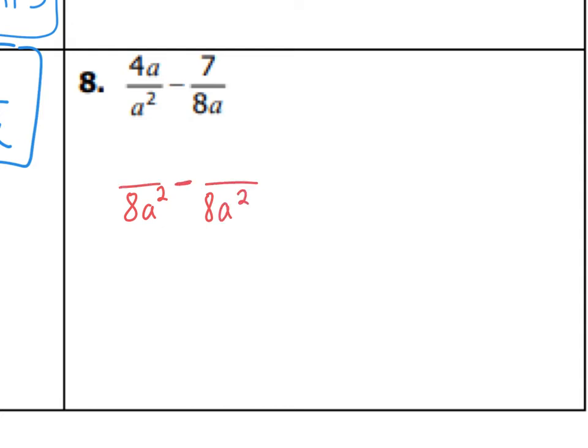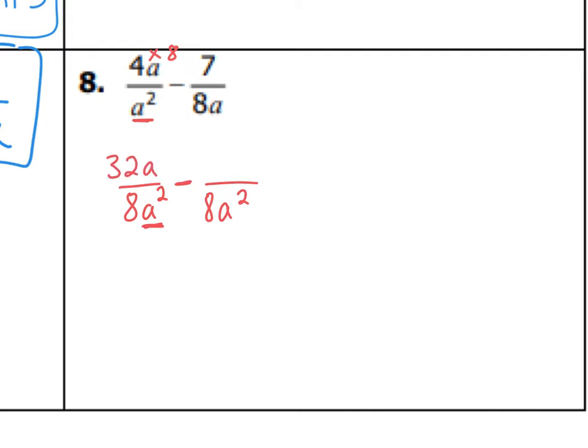This is another way. If we need to write everything out, we can. So we'll start off with the first fraction, 4a over a squared. How do I get a squared to become 8a squared? What is it missing? The 8. So I just need to multiply by 8. So what is 4a times 8? 32a.